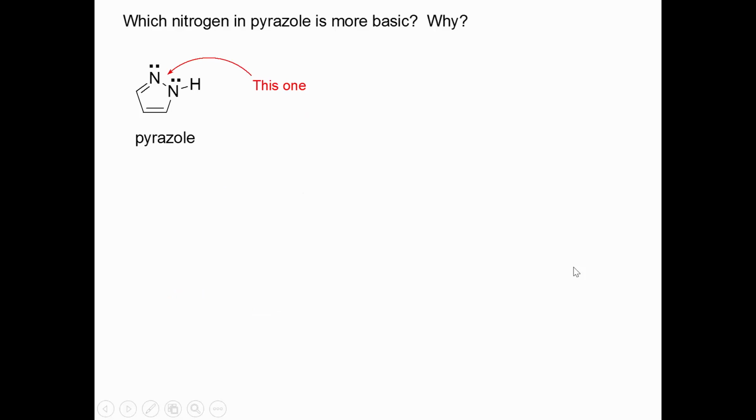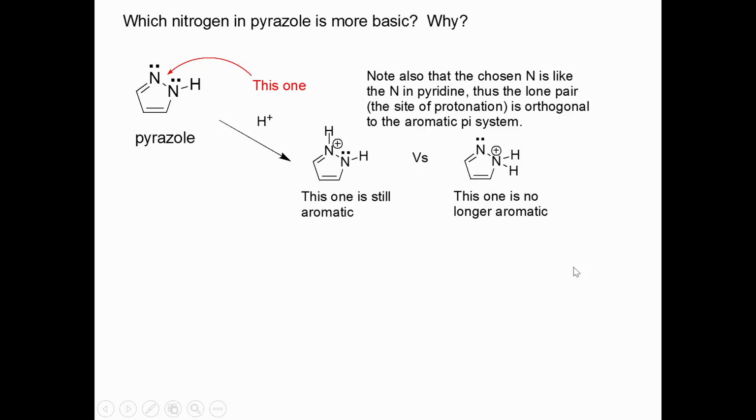That one turns out to be more basic, and this is because when we protonate this nitrogen right here, hydrogen ends up on this nitrogen, and what we end up with is a compound that's still aromatic. 2 electrons from the nitrogen lone pair there, 2 from the CC pi bond, 2 from the CN pi bond. When we protonate this nitrogen, there is no aromaticity. We have an interruption in the conjugation. This nitrogen is sp3, and it cannot get out of that. So this system is no longer aromatic.